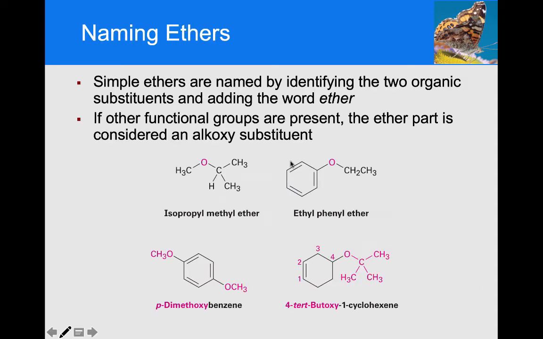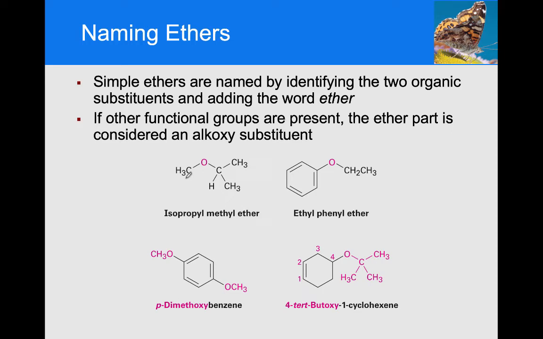All right, so let's go over naming ethers. So there are two types of ethers. There's what we call simple ethers, and then more complicated ethers. So first off, let's go over what an ether is. An ether is a molecule where you have an oxygen attached to two alkyl groups on either side. So the way it differs from an alcohol is that in an alcohol, the oxygen is bound to a hydrogen on one side and an alkyl group on the other.